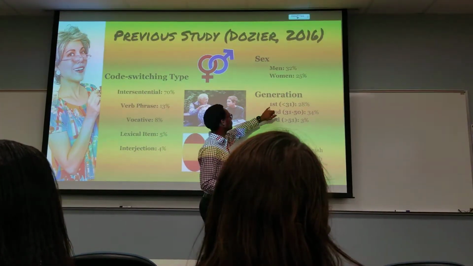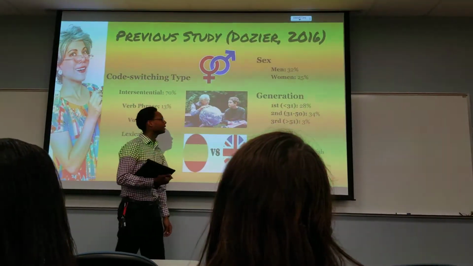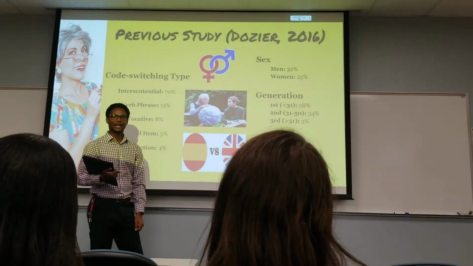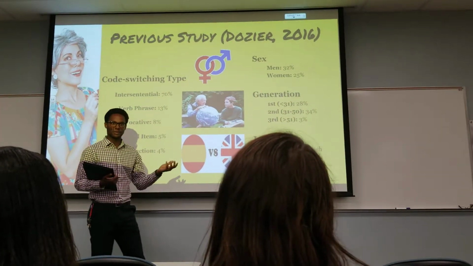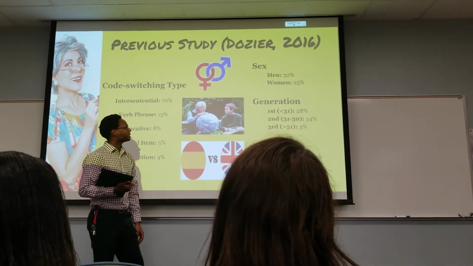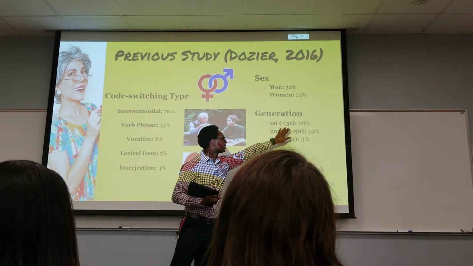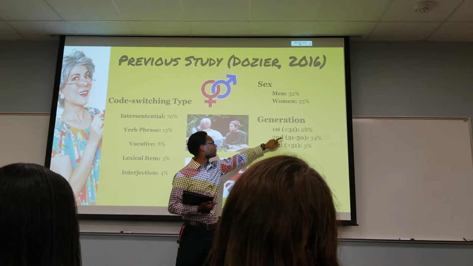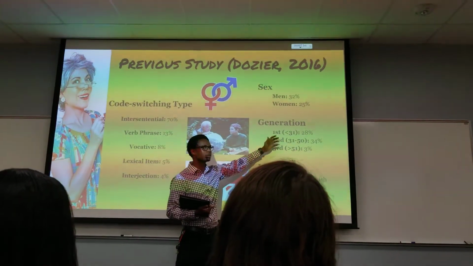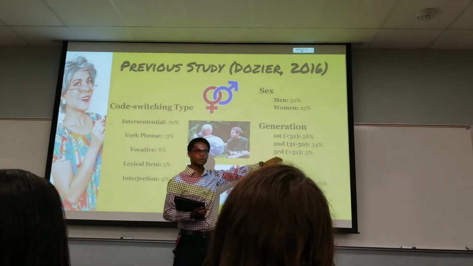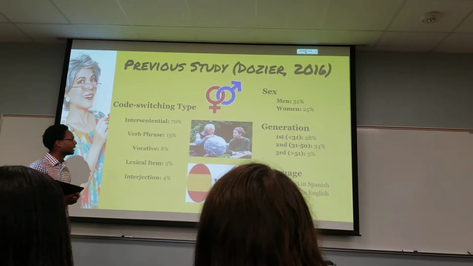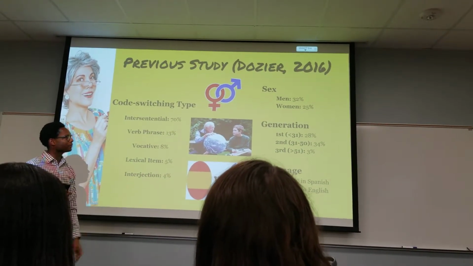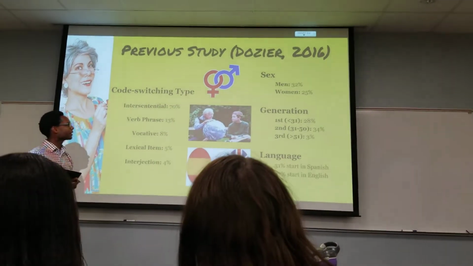So in her study, first generation is anyone under the age of 31. Second generation is anyone between the ages of 31 and 50. Third generation is anyone above 51 years old. So what she found was clearly a huge difference here between first, second, and third generation, where the younger individuals did more code switching, and the older ones stick with their main language, their heritage language, which is Spanish in this case, and only 3% of them involve code switching, right?